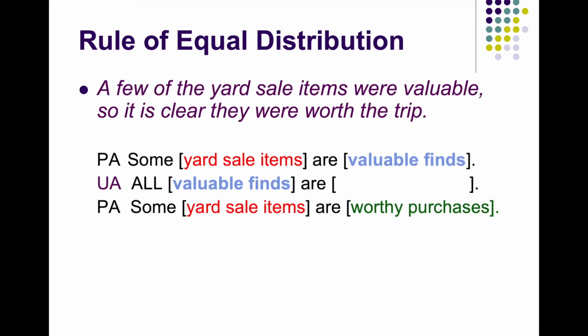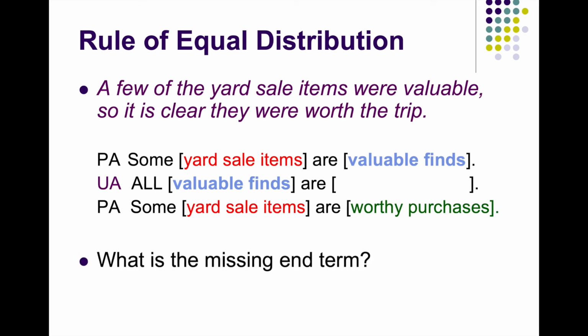Here's what I have so far in generating the missing premise, and I can turn to the end terms. So I have one end term that appears twice already, and that's yard sale items. And if I apply the rule of equal distribution, I see that yard sale items is not distributed in the conclusion, and it's also not distributed in the first premise, and that's equal distribution, and that's okay. But I also see that I have another end term, worthy purchases, and that appears only once so far in the conclusion. So I know this is going to be the missing term of the missing premise, right?